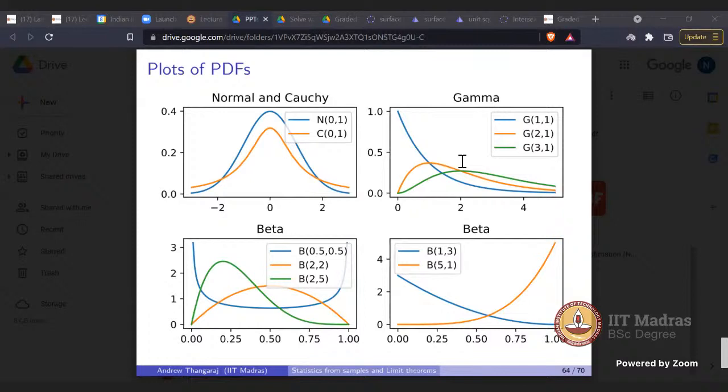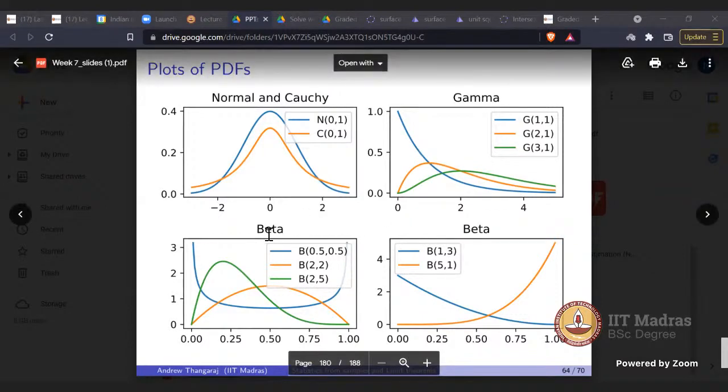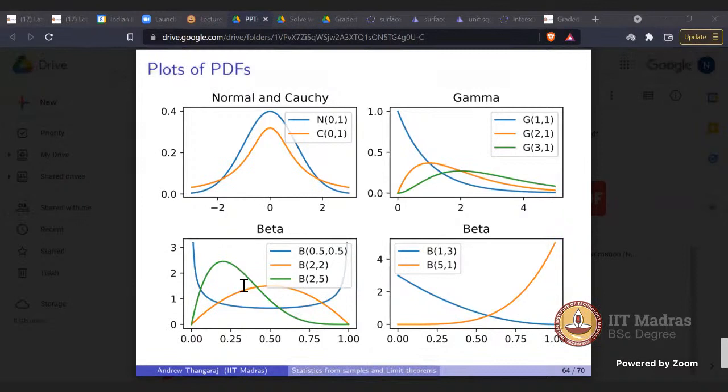If you know how different graphs look, then you can identify them. In the case of the gamma distribution, it looks very similar to the exponential distribution. Gamma 1 1 is actually nothing but your exponential distribution with parameter alpha equals 1. Then gamma 2 1 looks a little different, and gamma 3 1 looks different. Similarly, the beta distribution always lies between 0 and 1. That is one catch you can take care of. Whenever you have something between 0 and 1, it can have different shapes, but generally it belongs to the beta family.